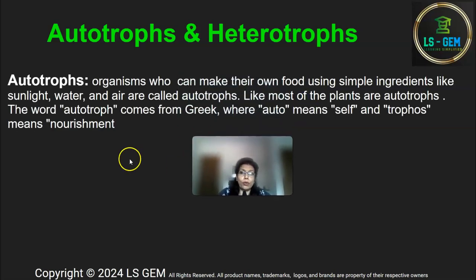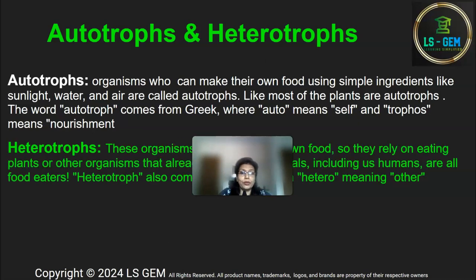So what is autotrophs? Organisms who can make their own food using simple ingredients like sunlight, water and air are called autotrophs. Like most of the plants are autotrophs. The word autotroph comes from Greek where auto means self and troph means nourishment.